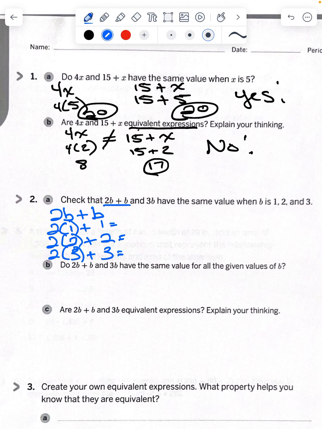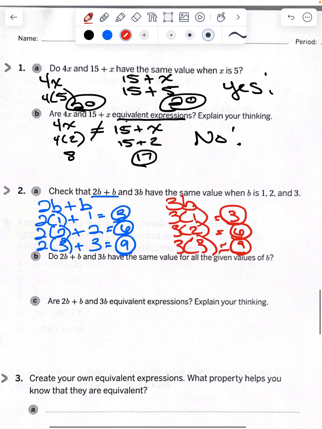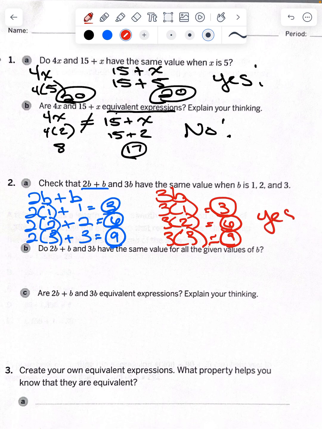2 times 1 is 2, plus 1 is 3. 2 times 2 is 4, plus 2 is 6. 2 times 3 is 6, plus 3 is 9. And then I'll also do it for 3b. Substitute in 1 and 2 and 3. 3 times 1, 3 times 2, 3 times 3. So, do they have the same values? Yes.